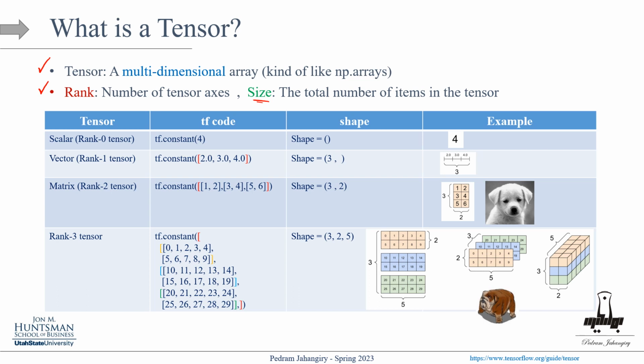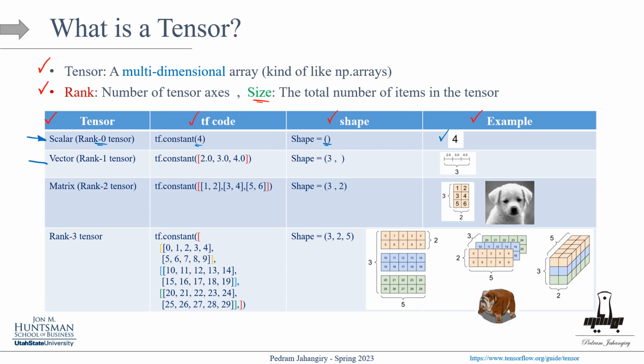So we have a table here. The first column is the different ranks, the second column is the code in TensorFlow, and the third one shows the shape and some examples. Starting with the first one, this is our scalar, a rank 0 tensor. In TensorFlow, we can do tf.constant, for example the number 4. The shape of this tensor is empty, because it's rank 0. So if you see something like this, it means it's a scalar, a number. An example is one number, like 4 or 1.